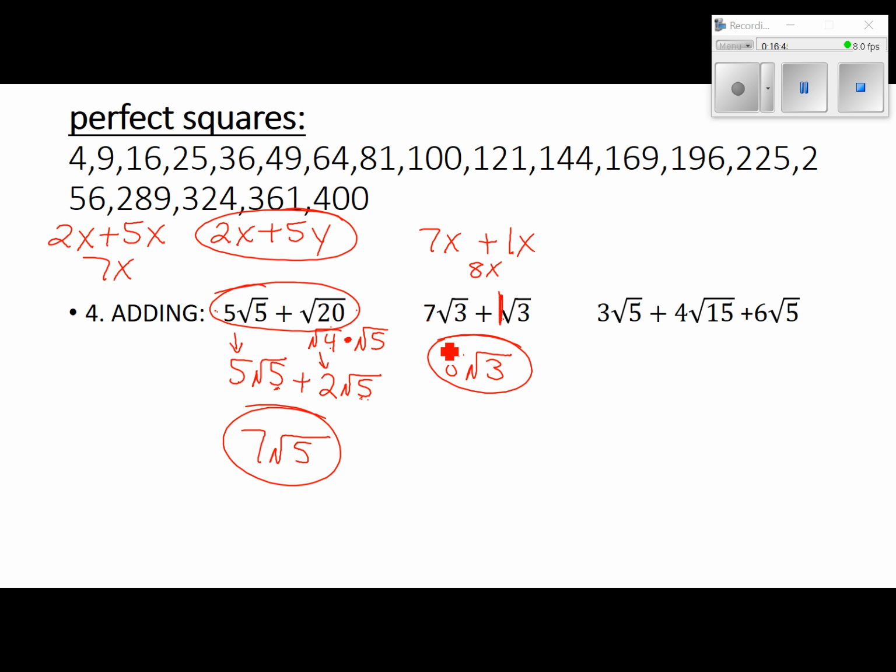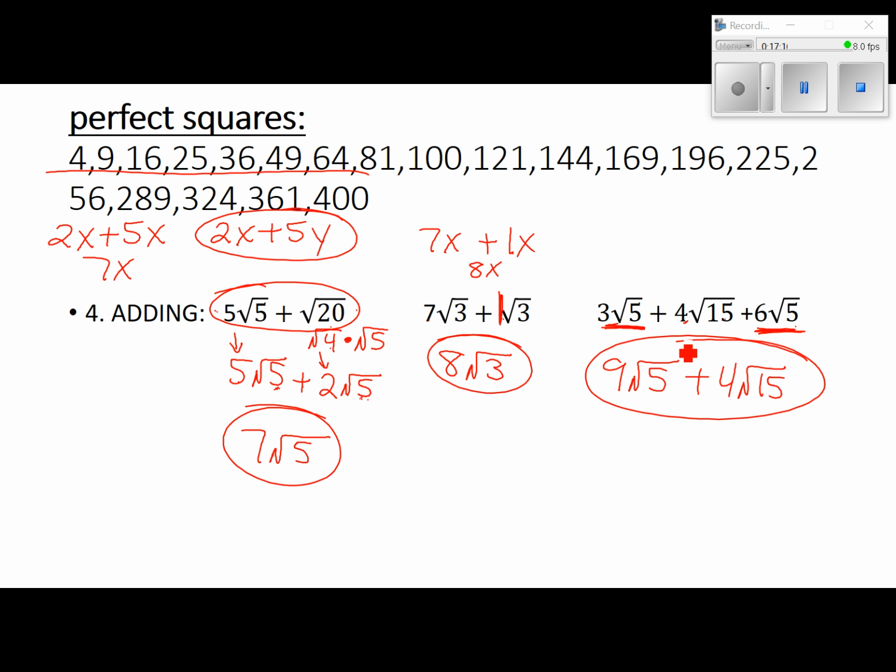Next one, we look at these three terms, and we should notice that this one and this one are like terms because they both have that square root of 5. So we're going to put those together. That gives us 9 times the square root of 5 plus here the 4 times square root of 15. If I tried to break square root of 15 down, there's no perfect square number that'll divide evenly into it, so it won't simplify any. So it's just 4 times the square root of 15. That's in simplest form. That's sort of like trying to put x's and y's together. You can't do anything to it. That's just in the simplest form.